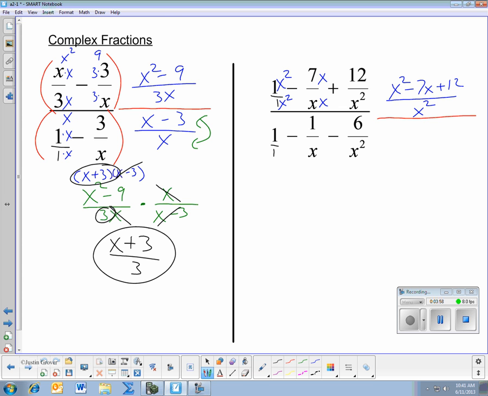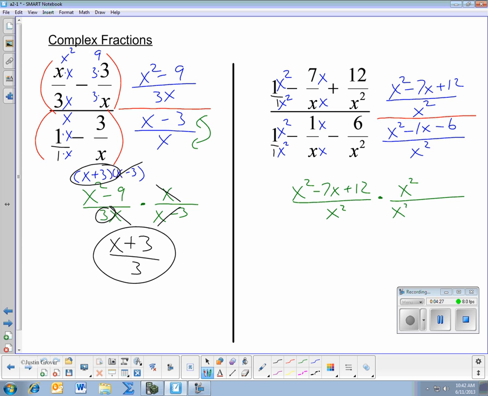And very similar on the bottom. This one's going to be x squared. This one needs an x. This way, they all have denominators of x squared. And it becomes x squared minus 1x minus 6 over x squared. Again, it's a fraction over a fraction, so I'm going to change it to a multiplication problem of my numerator times the reciprocal of the denominator.